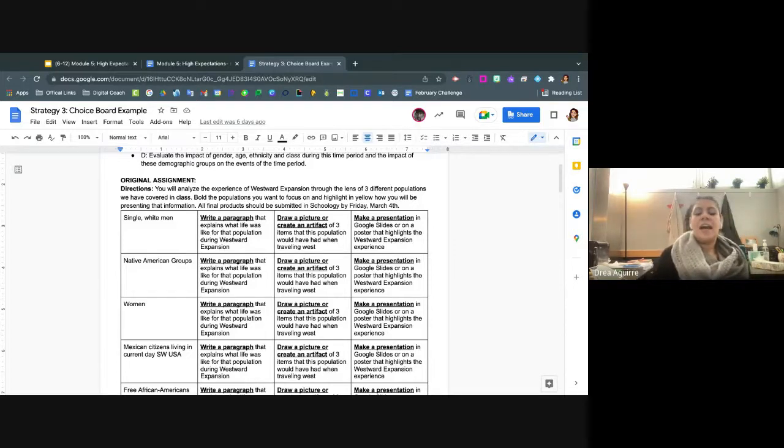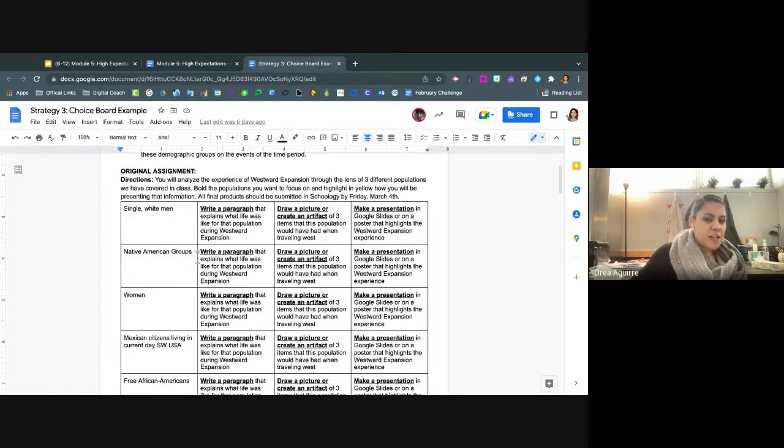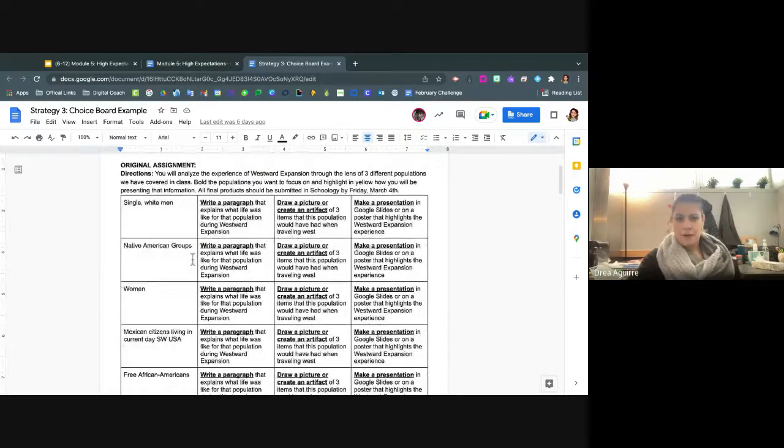When I asked students to write a paragraph, I didn't give any explanation of what should be in that paragraph. I wasn't clear on what information they needed to include, or how long the paragraph needed to be, or if they needed to have sources. All of that was super ambiguous.